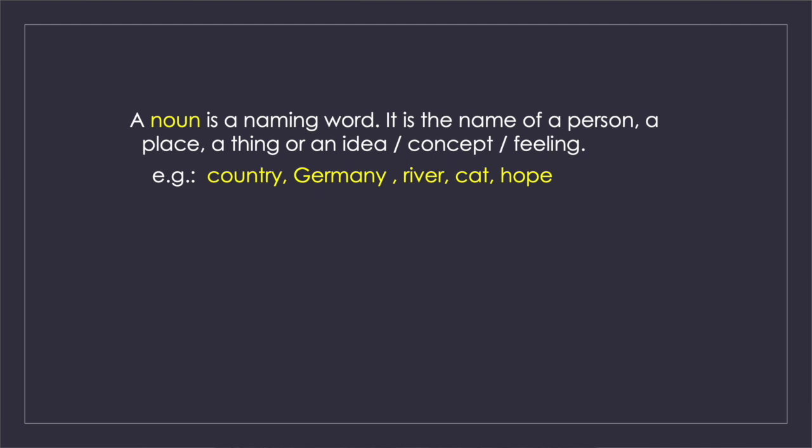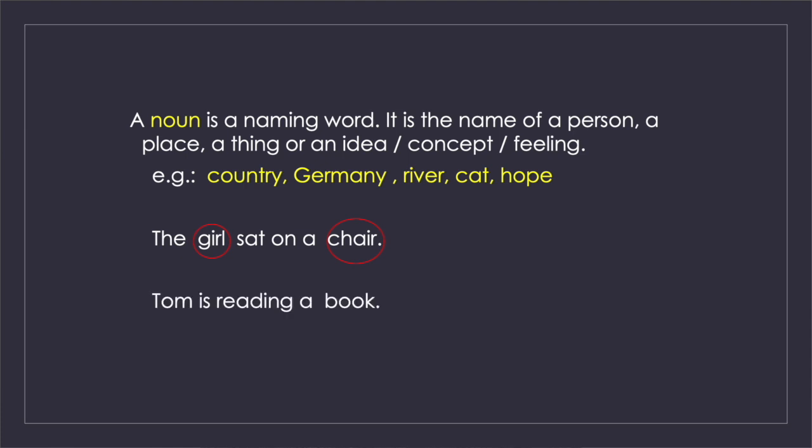Now let's read these sentences. The girl sat on a chair. So here I'm talking about a girl, which is a living thing, and that's a noun. In the same sentence, you have chair, which is a non-living thing. That is also a noun. Now the next sentence goes like this. Tom is reading a book. Tom is the name of a boy, but Tom is a noun. Now I'm talking about a book here. I didn't give you the name of the book, but it's also a noun. So in these examples, we have met with different kinds of nouns.